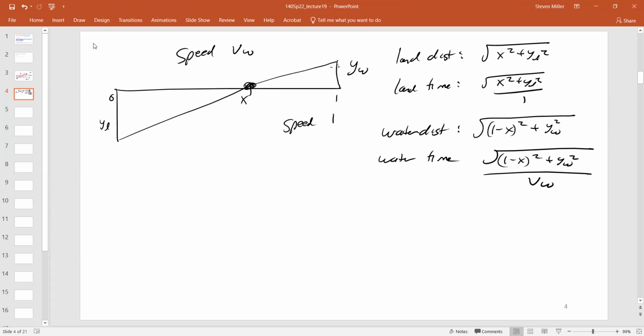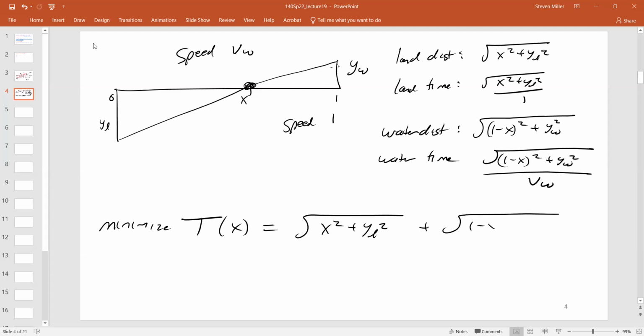And so we want to minimize, let's call it T of x, which is the square root of x squared plus YL squared plus the square root of 1 minus x squared plus YW squared times 1 over VW, subject to 0 less than or equal to x less than or equal to 1.